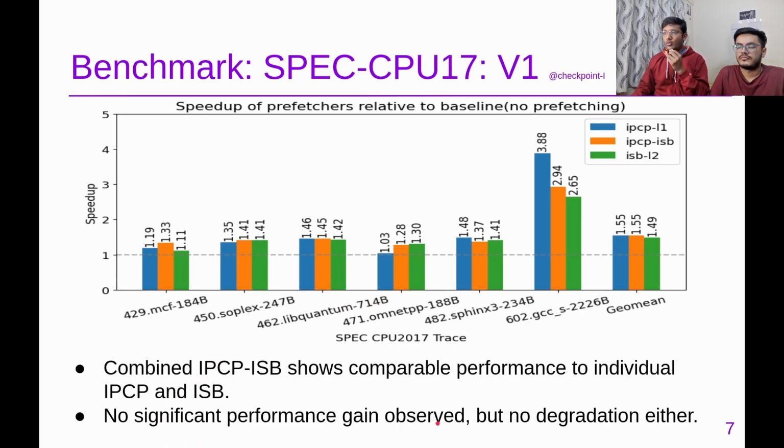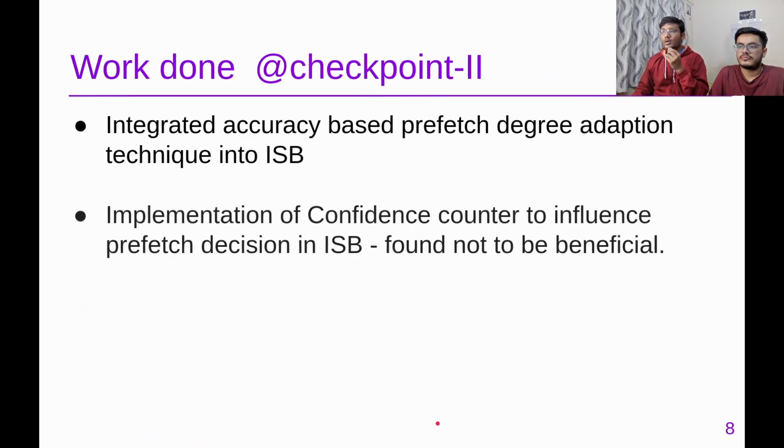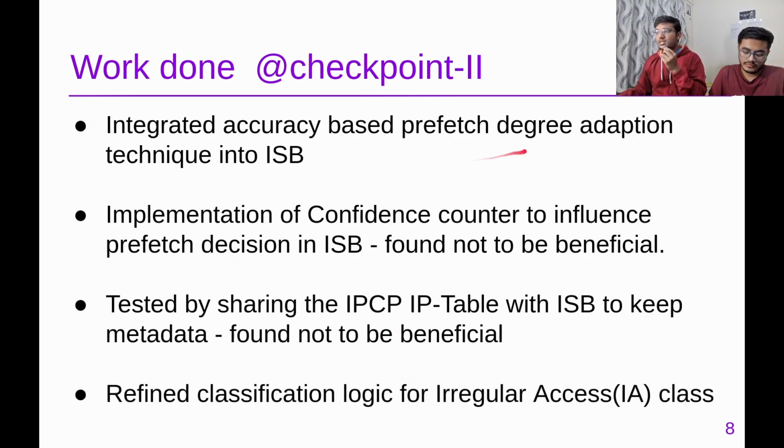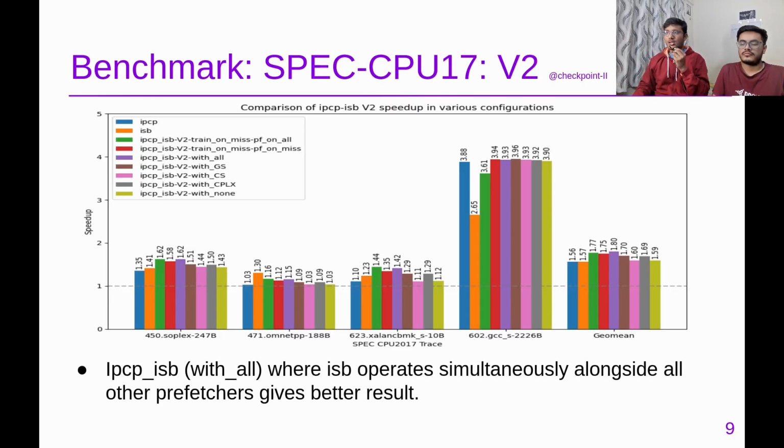So we moved forward and tried other ideas. We integrated accuracy-based prefetch degree adaptation, where at runtime we check the accuracy and set the prefetch degree accordingly. We implemented a confidence-based counter, but it was not found to be beneficial. We tested combining the IPCP IP table with the ISB metadata table, but that also did not prove fruitful. Then we refined the classification logic of the irregular access class, that is the ISB class, within the whole IPCP class, and the benefit we found is like this.